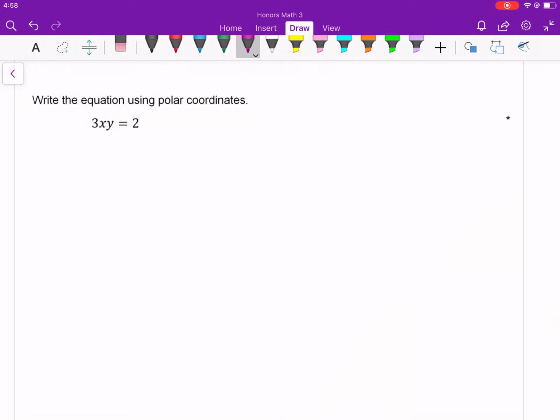Let's go ahead and start converting equations. This shouldn't be too hard. So if you see x and y in there and we're trying to convert to polar coordinates, that means our final answer should only have r and theta in the answer, and then other numbers, of course. Just a reminder, x is equal to r cosine of theta and y is r sine of theta.